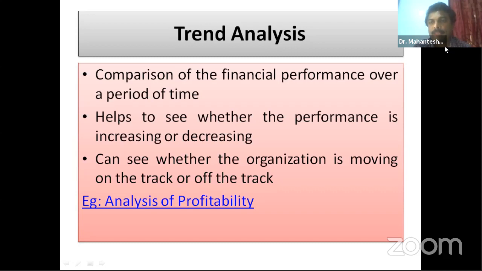Over a period of time, how the performance of a company has improved or worsened is what is going to be seen here in the trend analysis. Point number two: it helps to see whether the performance is increasing or decreasing, improving or worsening, year after year, period after period, month after month. We can see whether the organization is moving on the track or off the track, right? This is what we want to see.